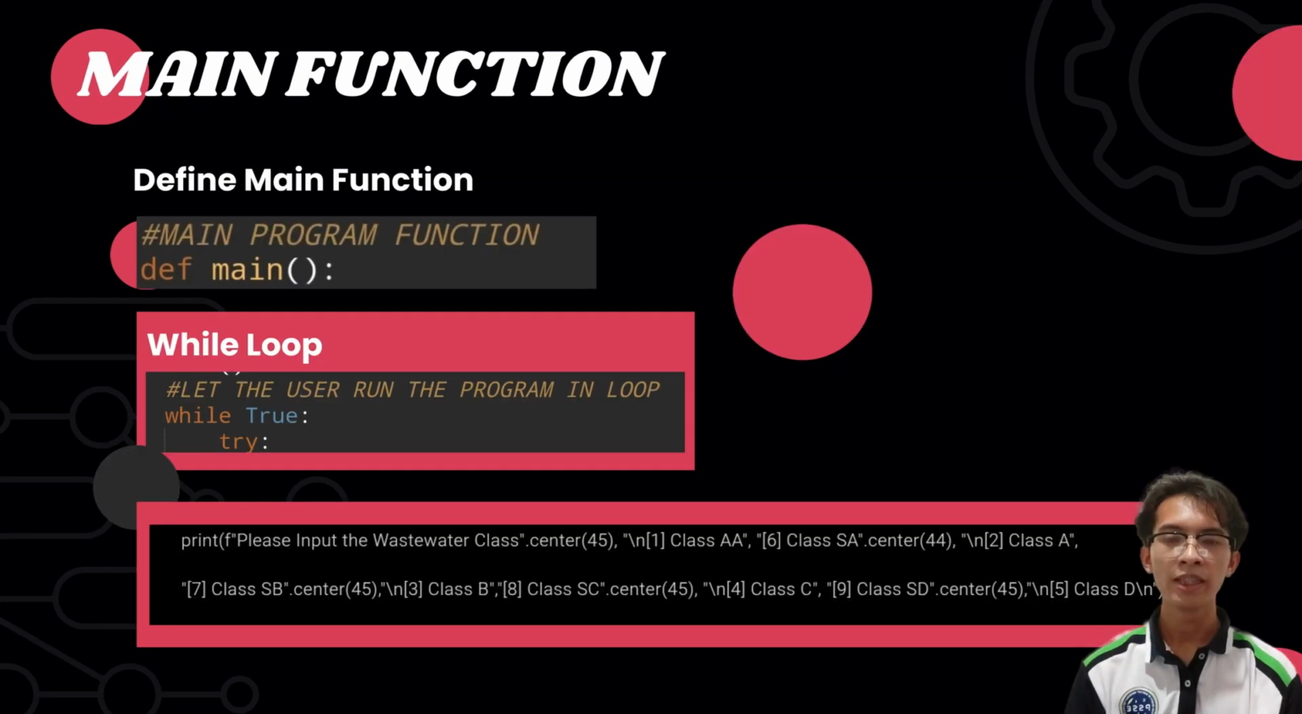to the main function. The main program begins with the definition of the main function, which serves as the core structure. Inside this function, a while True loop is used to allow the user to repeatedly run the analysis until they choose to exit. A try statement is used to catch errors, such as when the user enters invalid or non-numeric input.